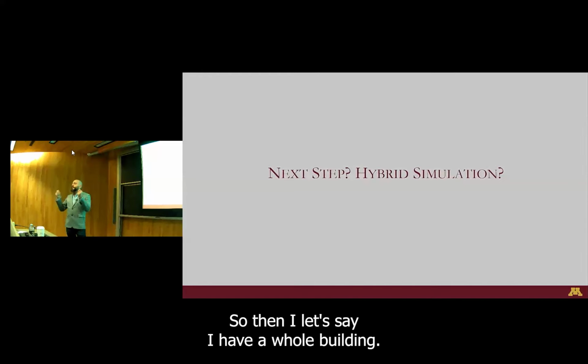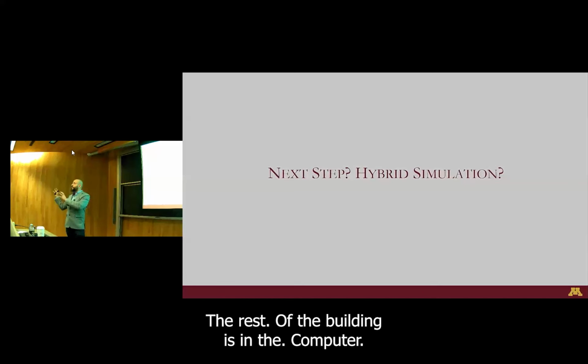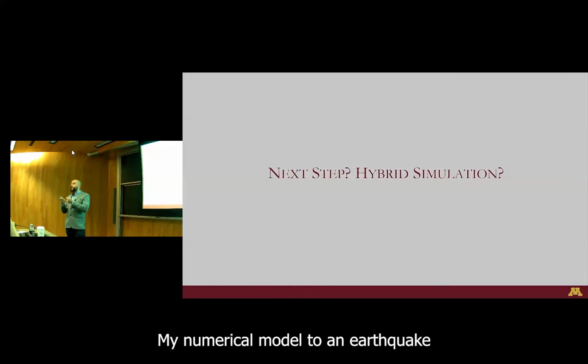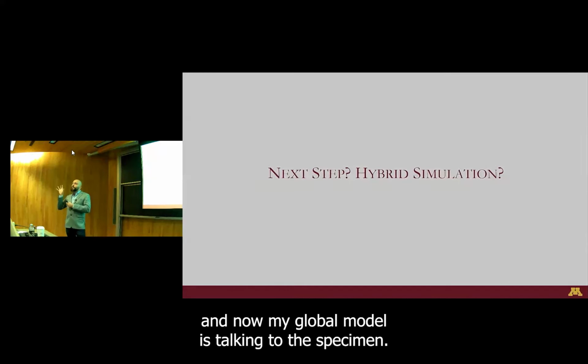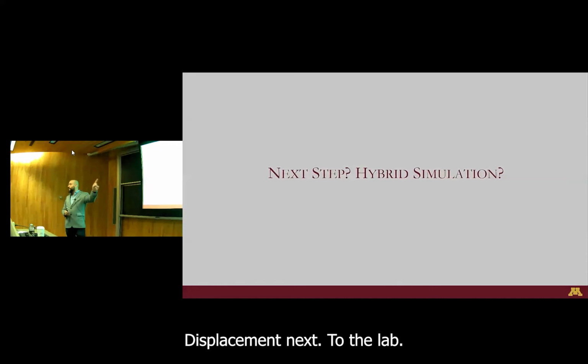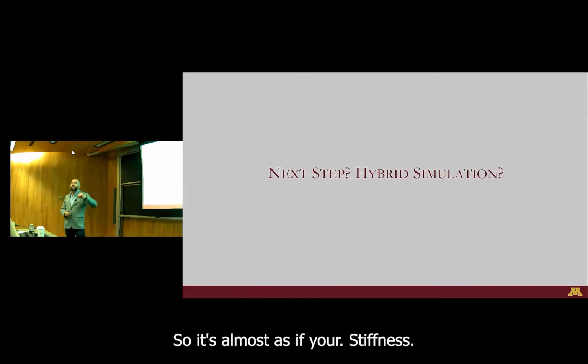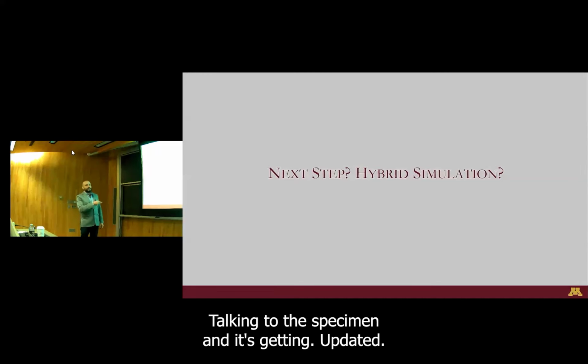So then let's say I have a whole building. The first floor yielding link is only tested in the lab. The rest of the building is in the computer. So I subject my numerical model to an earthquake, and now my global model is talking to the specimen. At every step of the earthquake, it communicates the displacement demands to the lab. The specimen experiences those. The force and displacement are fed back to the numerical model. So it's almost as if your stiffness matrix is talking to the specimen, and it's getting updated.